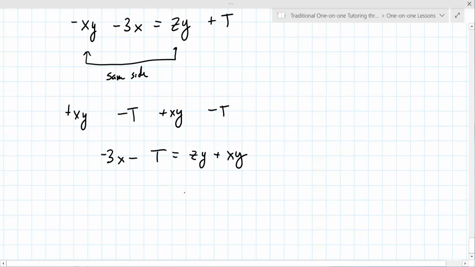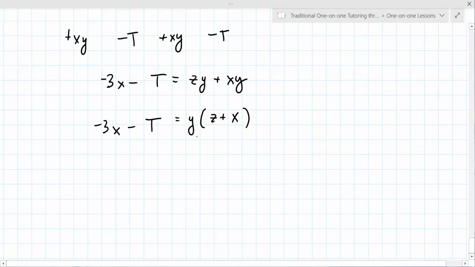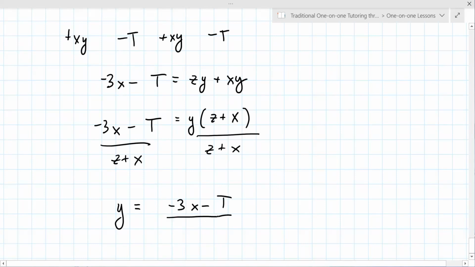On the right here, you're going to factor out a y. And we'll go (z plus x) times y equals minus 3x minus t. Okay. And then you divide both sides by z plus x. So the final here is minus 3x minus big T, over big Z plus x. That is your inverse.